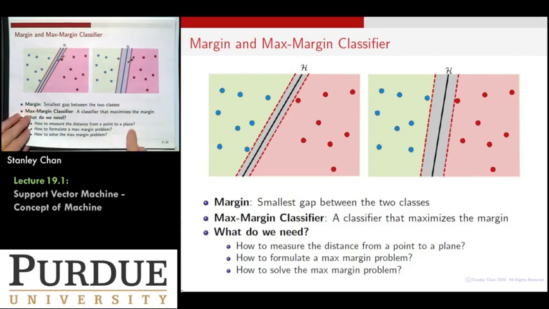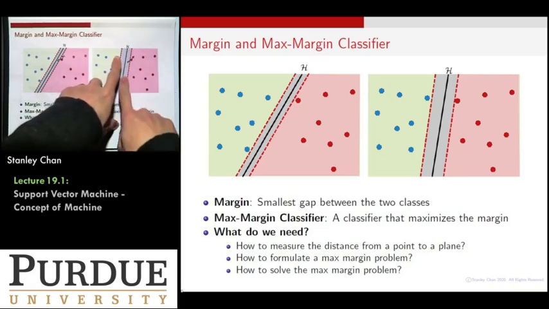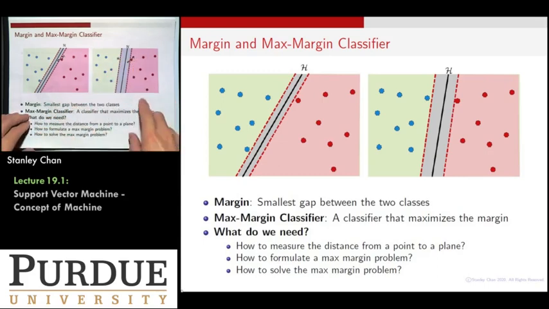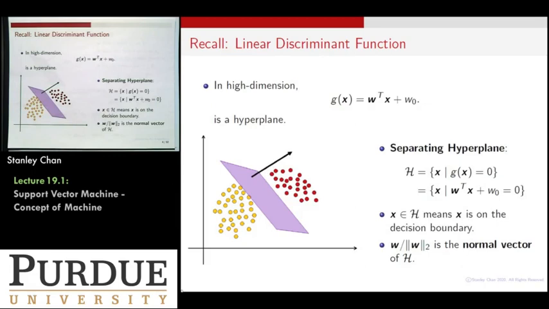And then the questions, of course, that we need to ask will be, since it is a measure of the margin, I, of course, need to calculate the distance between a point and a plane. Second, how do I formulate this optimization problem? And third, how am I going to solve this optimization problem? So this will be a very logical sequence of problems that we need to ask.